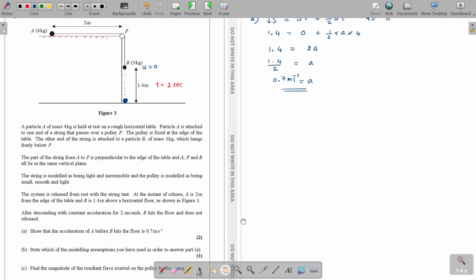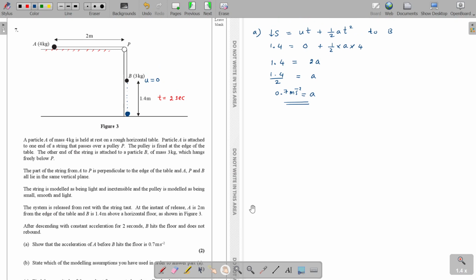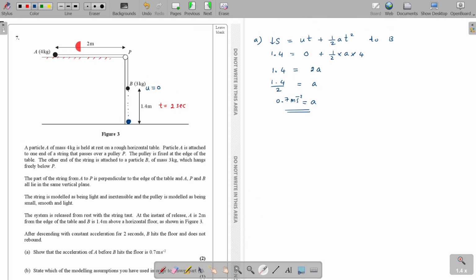Then for the next part they say state which modeling assumption you have used in order to answer part A. So what modeling assumption did we use to answer part A? What is the main modeling assumption that we use here when the particles are traveling? We found the acceleration here, right? So in part A we did the acceleration. For the acceleration in this kind of system, there is a very specific modeling assumption you have to use. In the table in the M1 book chapter 1, there is a modeling assumption where we say the acceleration of both sides of the string is equal. That happens when the string is inextensible. Now do you see here they use the words the string is modeled. They are asking from all these modeling assumptions which one did we use? The string is modeled as being light, inextensible, and the pulley is modeled as being small, smooth and light.